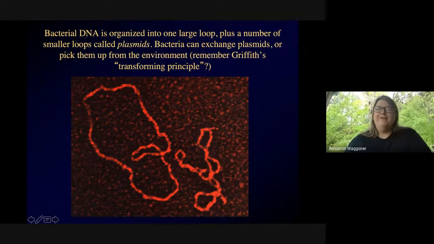Bacteria have this DNA kind of file sharing system, like SoundCloud or something like that, which enables genes for resistance to spread among bacteria very quickly. When we talked about Griffith's transforming principle, that's ultimately what the bacteria were doing. They were picking up plasmids from the dead bacteria they were with. So bacterial DNA is loopy.